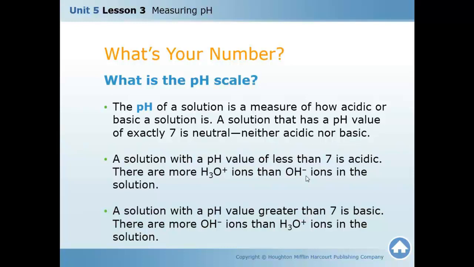But when the pH is greater than 7, such as 8, 9, 10, 11, 12, and so on, it means that the solution contains more hydroxide ions than hydronium ions.